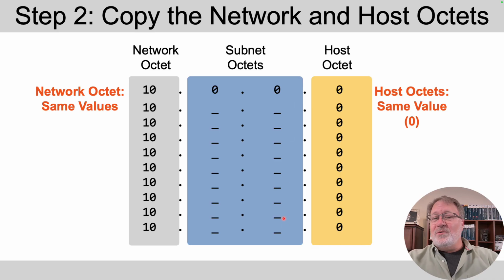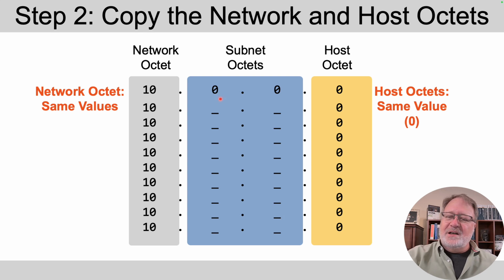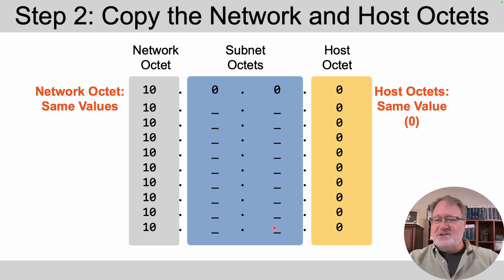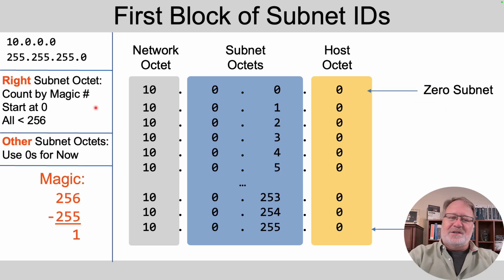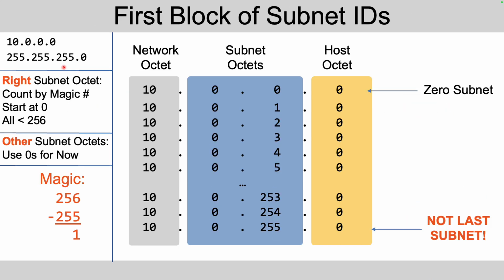So what you're going to start with then is create 1 block, that's my word, 1 block of subnet IDs with 0s in the left of the 2 subnet octets and counting by magic number in the one on the right. So count by the magic number in the one on the right. So what is the magic number in this case? Well, it's 256 minus 255, or 1.